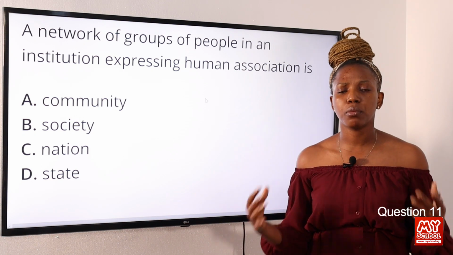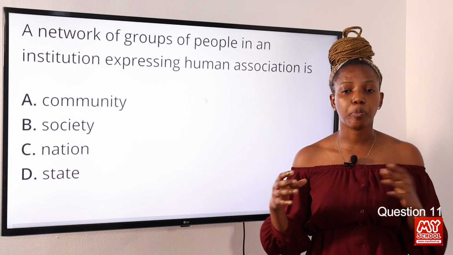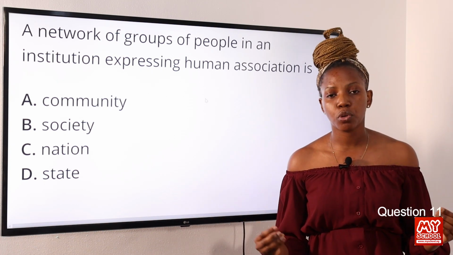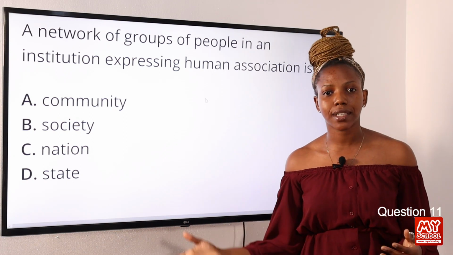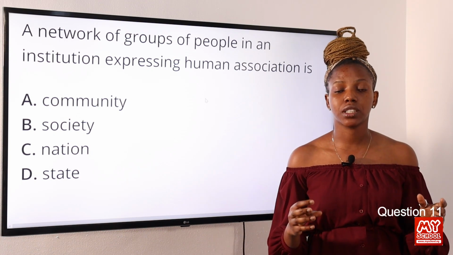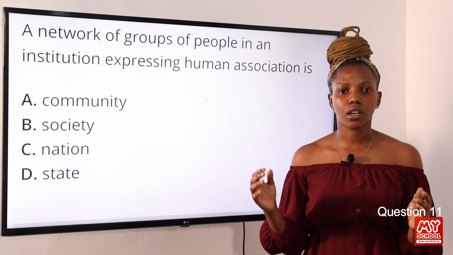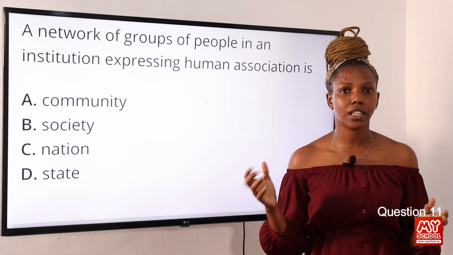But then when we talk about a community, it is a group of people in the same place or occupying a particular territory. When we talk about a nation, it is a group of people who are united by the same culture or language. When we talk about a state, it is a defined territory with a population, which could be heterogeneous, and with a particular type of government. So option B is the correct answer to this question.